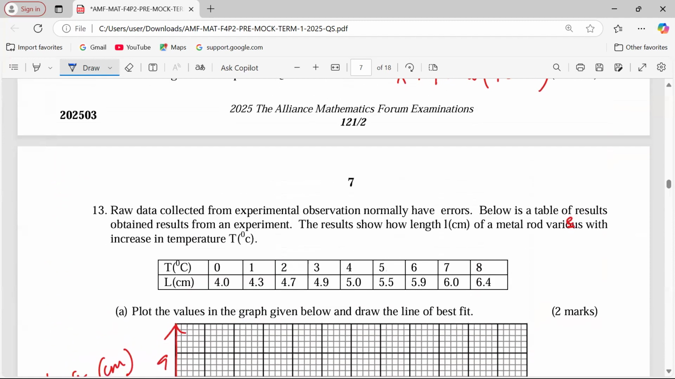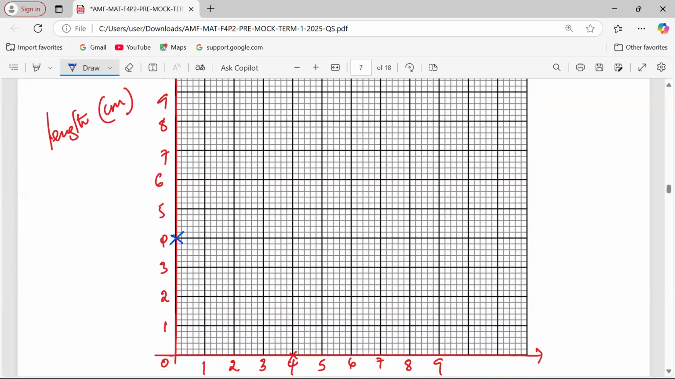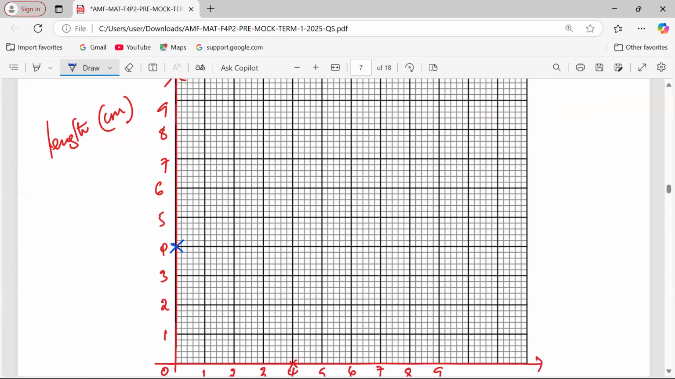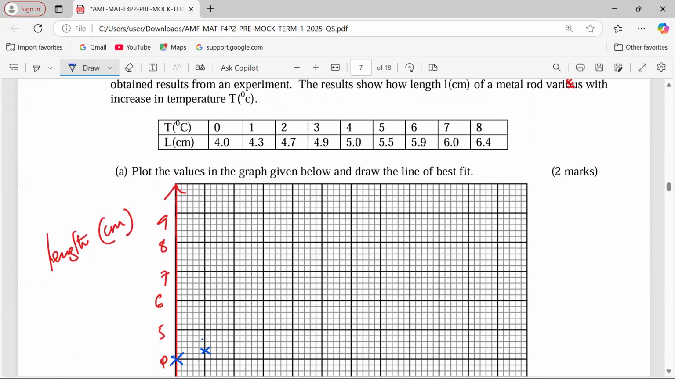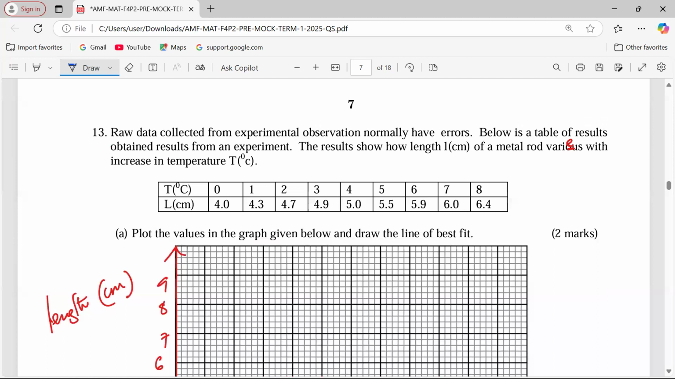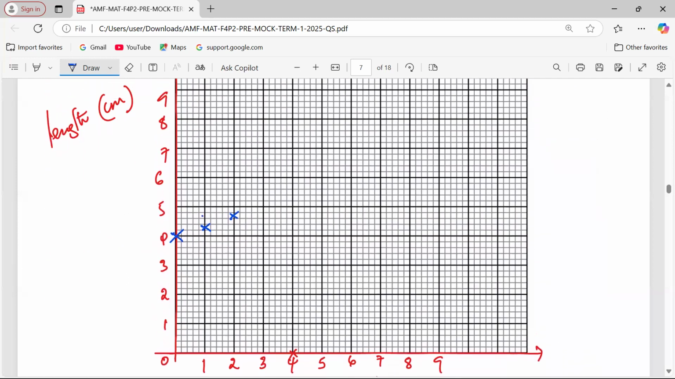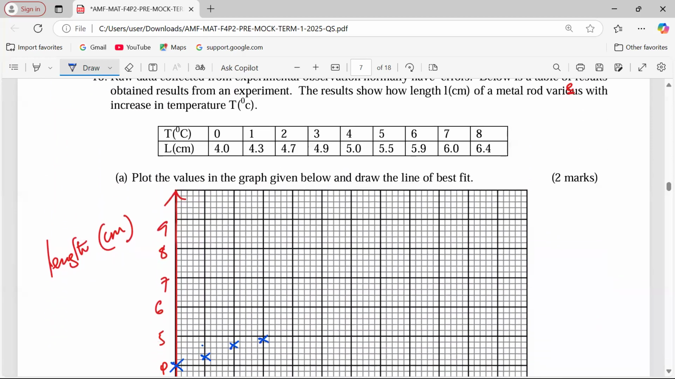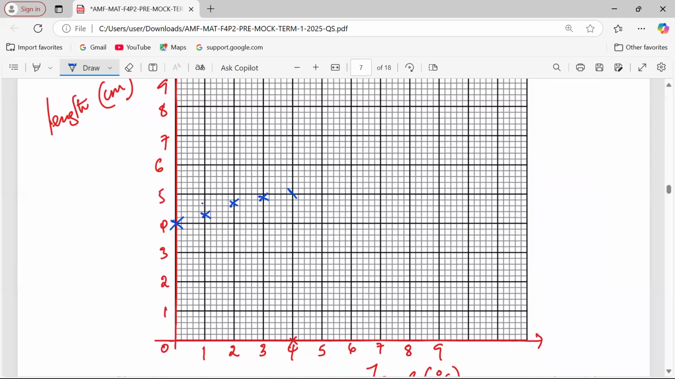Then we can talk of 1, 4.3. So 1 goes with 4.3, and remember 4.3 is somewhere here. Then 2 goes with 4.7, so 4.7 will be somewhere there. Remember, we are going to plot a line of best fit. 3 goes with 4.9 in this position. 4 goes with exactly 5, that way.